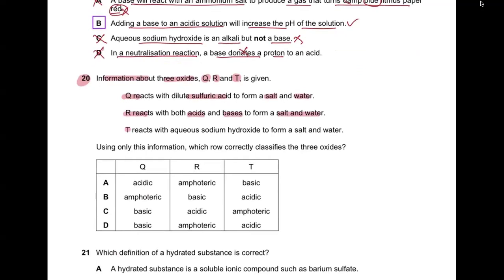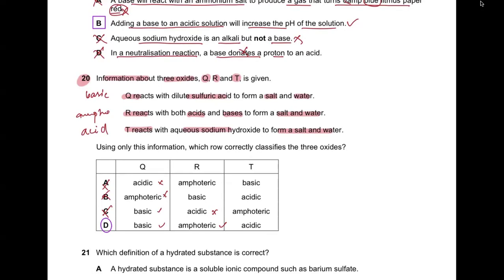T reacts with aqueous sodium hydroxide to form salt and water. So what we have concluded is that Q is a basic oxide, R is an amphoteric oxide, and T is an acidic oxide. So Q is a basic oxide, so A and B are eliminated. R is amphoteric, so C got eliminated. We are only left with option D. So D is the correct answer.